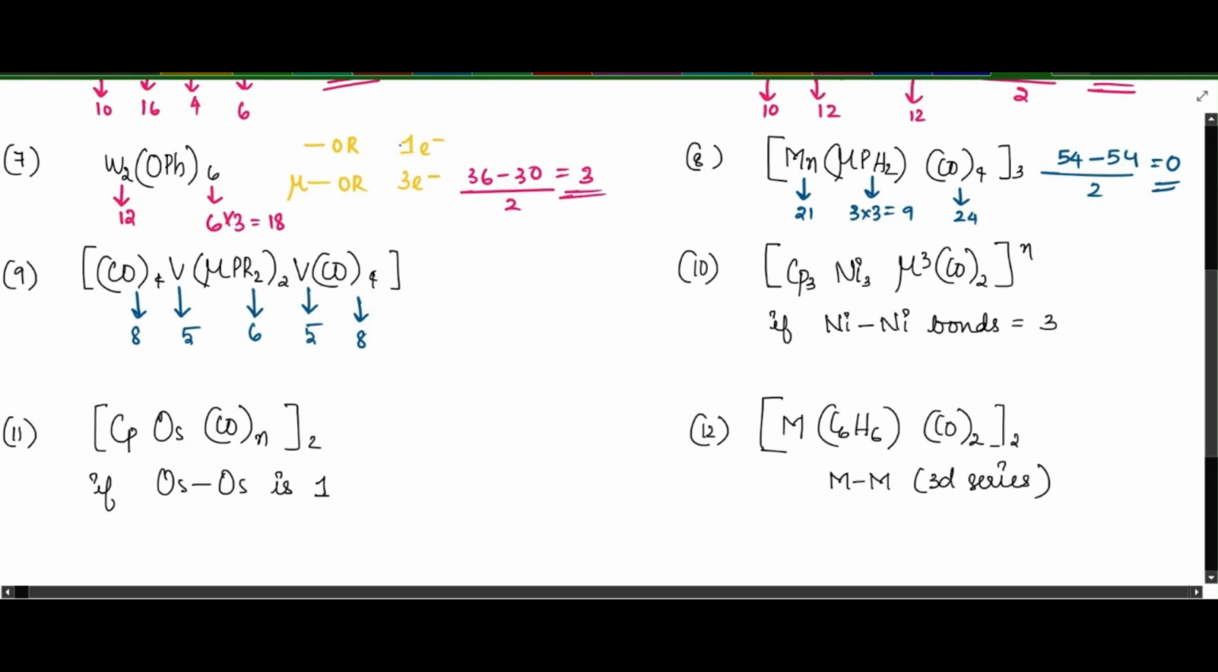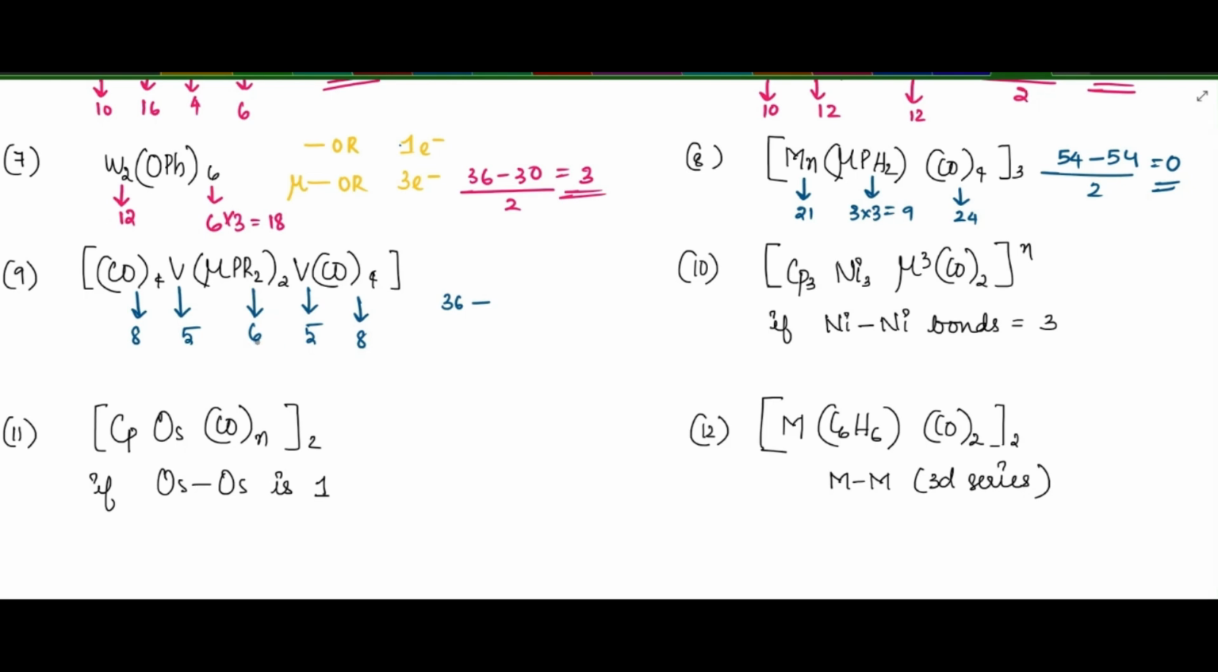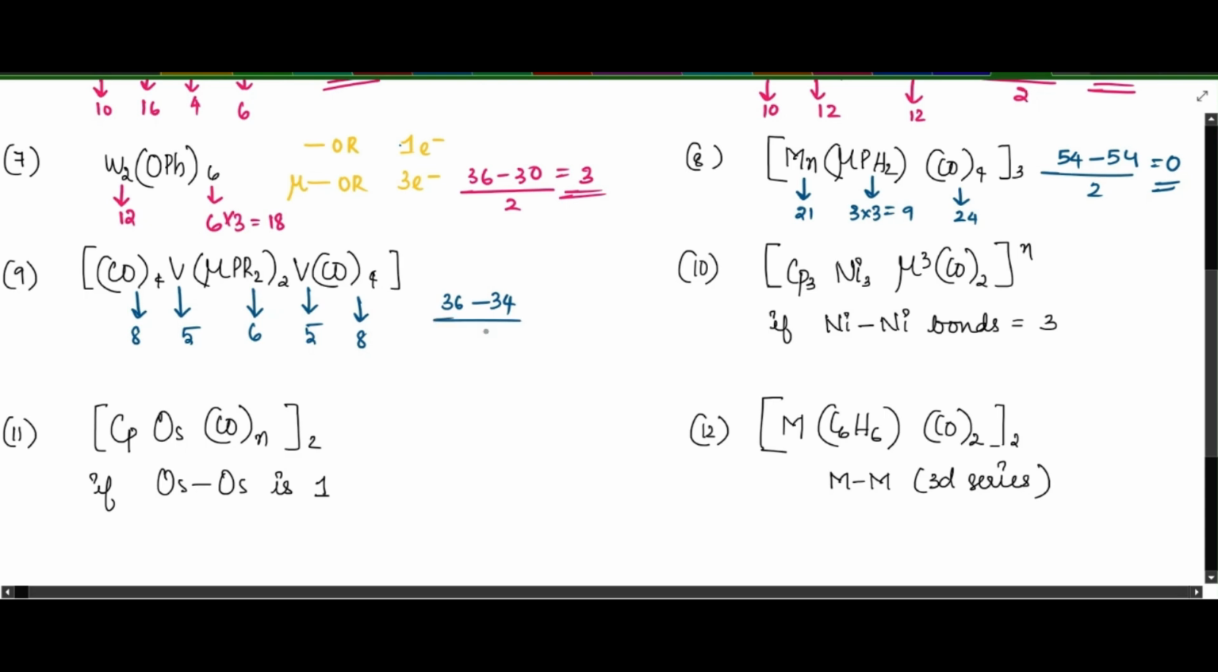There are 2 metals, 2 vanadium. With 2 vanadium it will give you a total of 36 minus 8 plus 8, 16. 16 plus 6, 24. 24 plus 10, 34. Is it 1 or 2? I made a mistake. What is the mistake I have done? 8 plus 8, 16. 16 plus 6, 24. Sorry. 32. Correct.